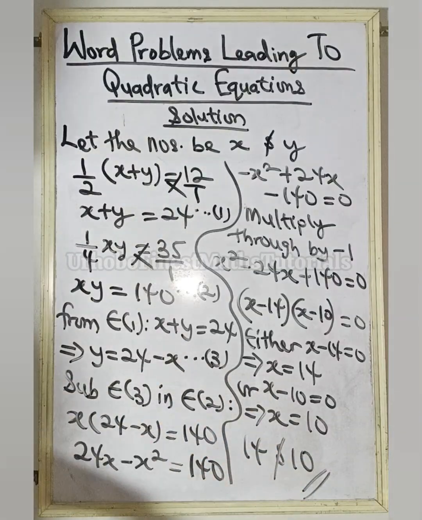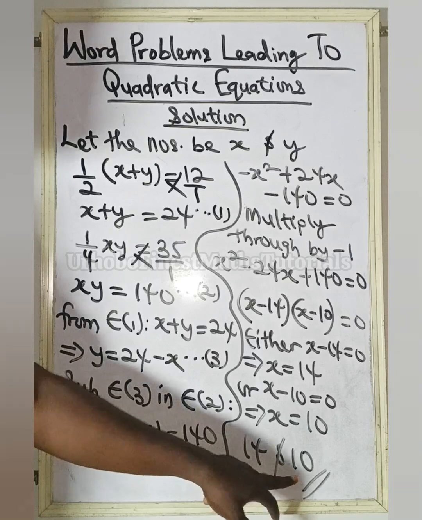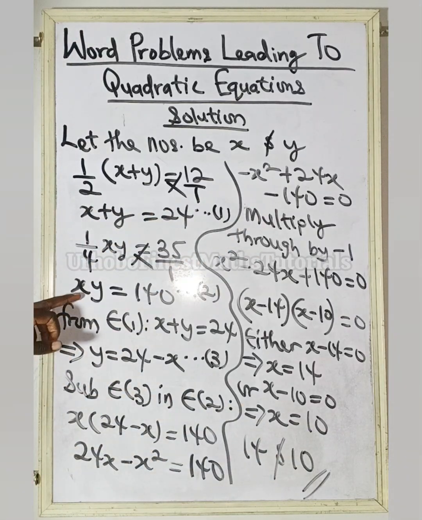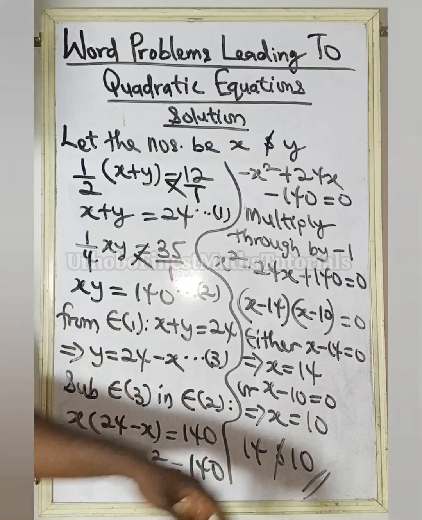Let's confirm. 14 plus 10 is 24, and half of 24 gives 12. Then 14 times 10 gives 140. So our answer is correct.